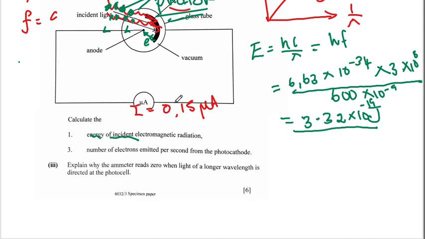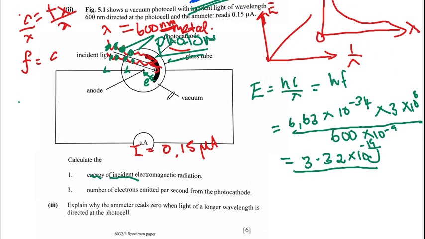The photon hits the surface of the metal, its energy is transferred to an electron, and then the electron moves. Then calculate the number of electrons emitted per second. So here, time is equal to 1 second.